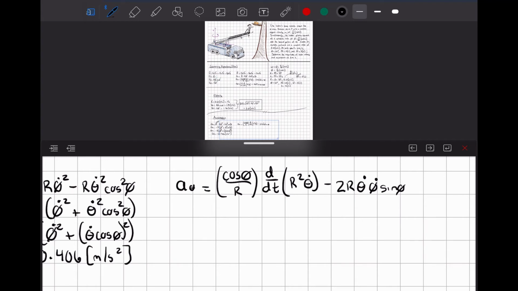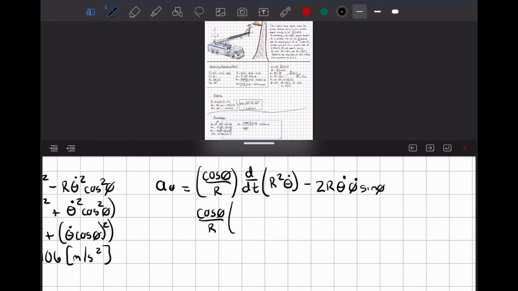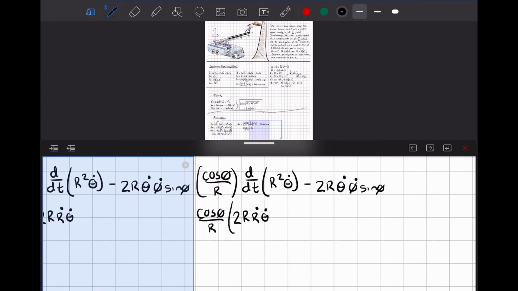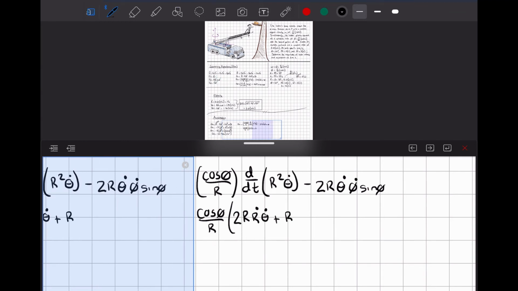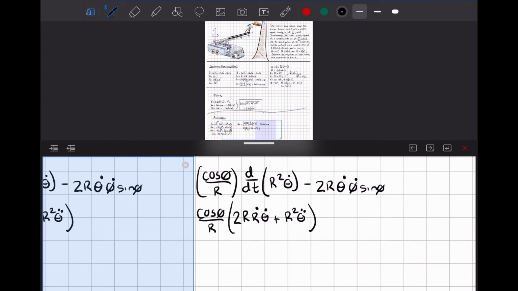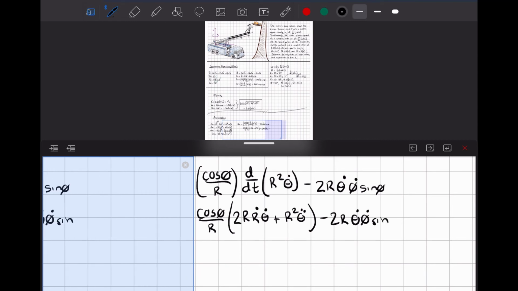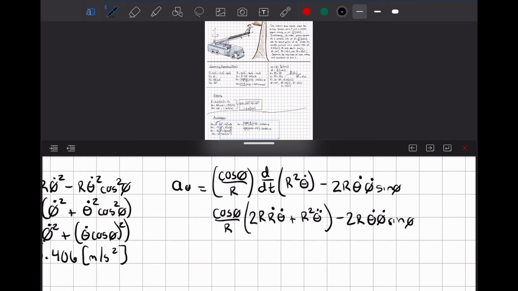So if we simplify this a bit, we have cosine phi over r, and we have to take the time rate derivative of r squared theta dot. So doing the product rule, we'll have 2r r dot theta dot plus r squared theta double dot. And then we'll just have this term over here on the right that we haven't used yet. And there we go.